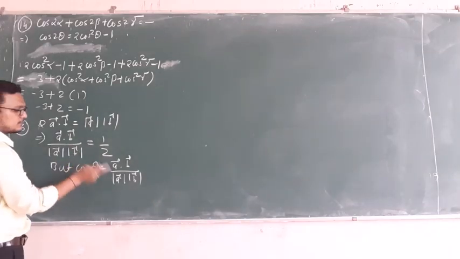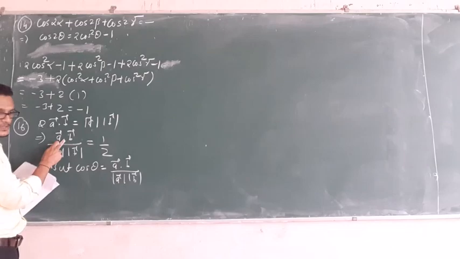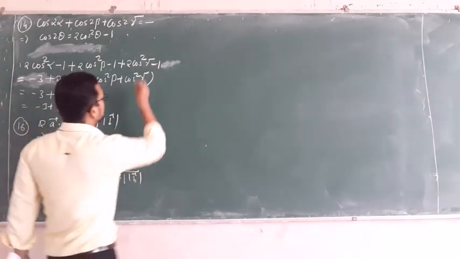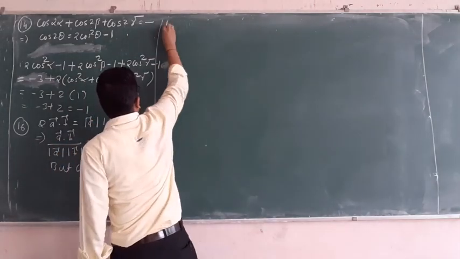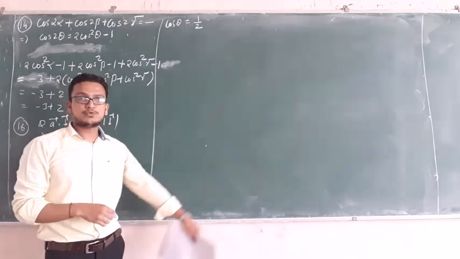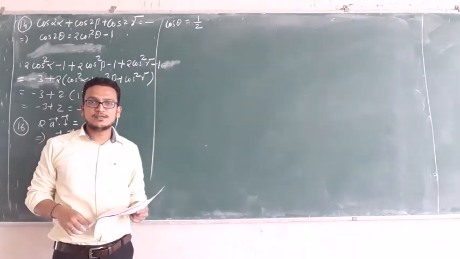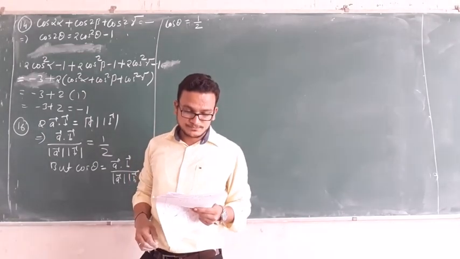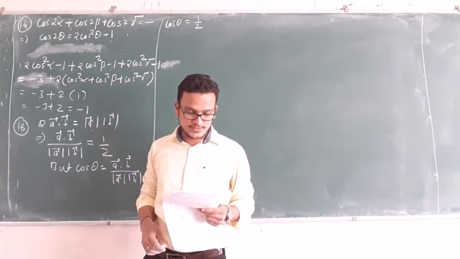So when you compare both, this is the same. Therefore we can equate their other sides. So cos theta is what? 1 by 2. Cos theta is equal to 1 by 2. And when we get 1 by 2 in the cos table, that is 60 degree, pi by 3. So option C will be correct in this.